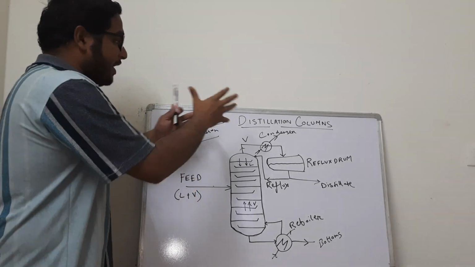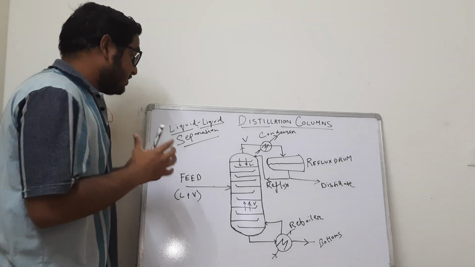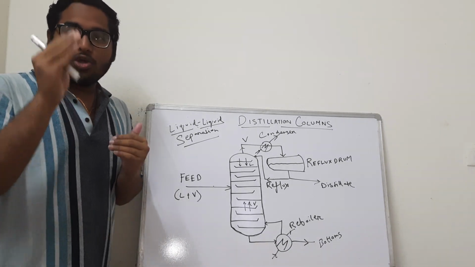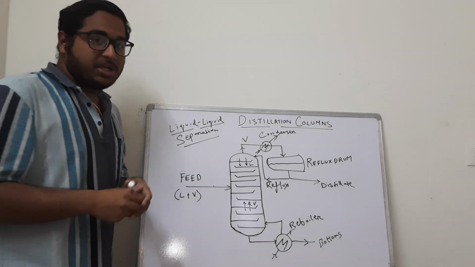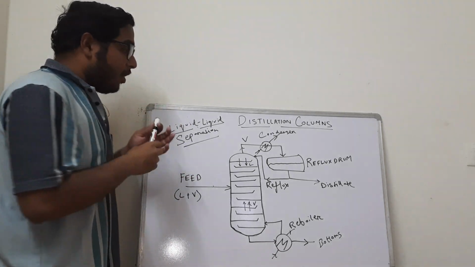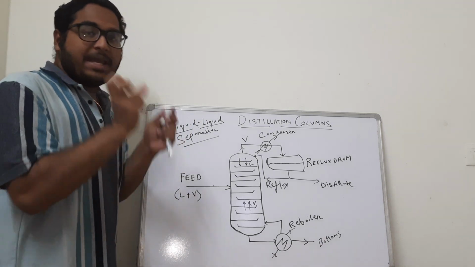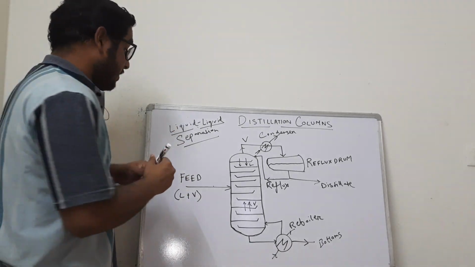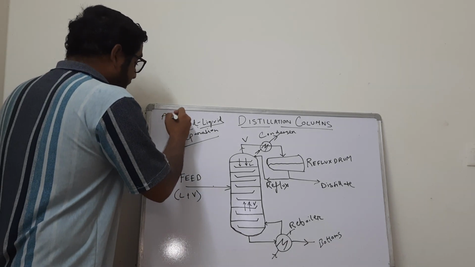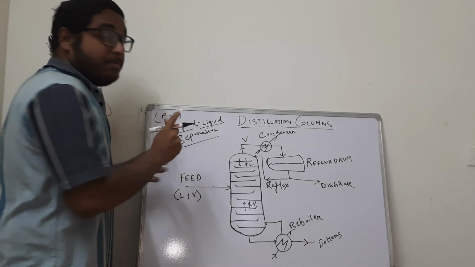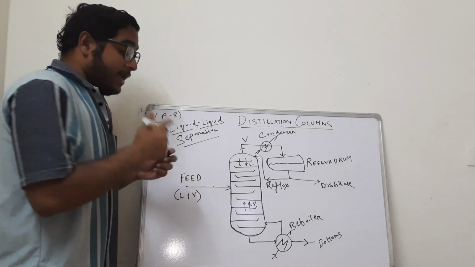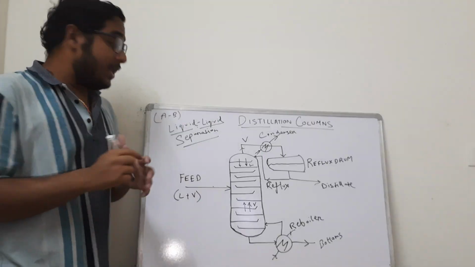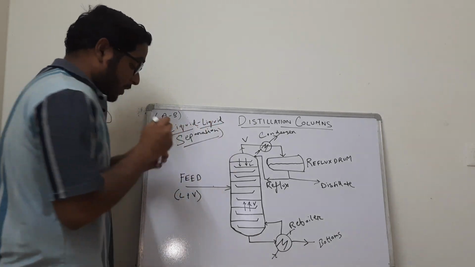So primarily, when we hear the term distillation columns, the thing that should come straight away to your mind is liquid-liquid separation. That is, in any type of liquid-to-liquid separation, supposedly A and B are two liquids intermixed with one another. The most common method of separating A and B, which are intermixed in a mixture, is distillation. Distillation is one of the widely used methods for liquid-liquid separation. That's why I have written liquid-liquid separation.